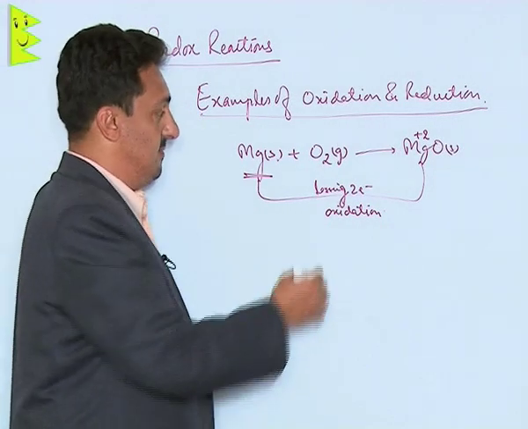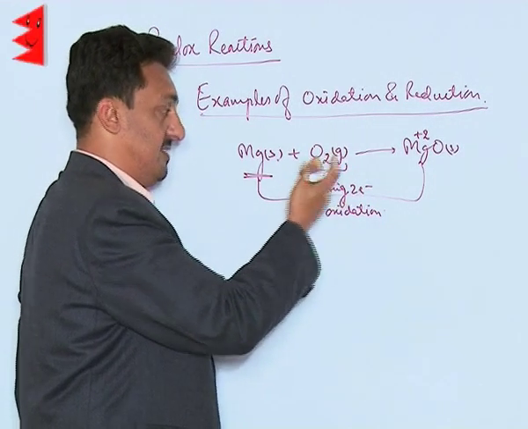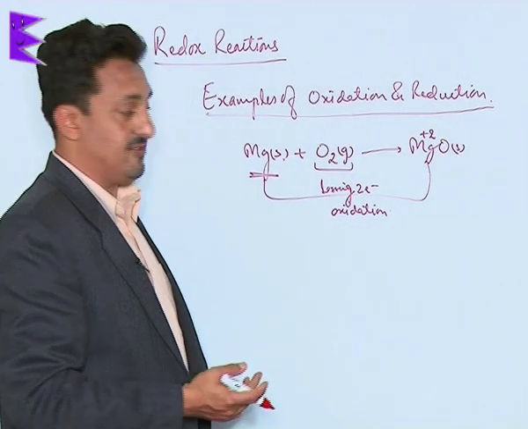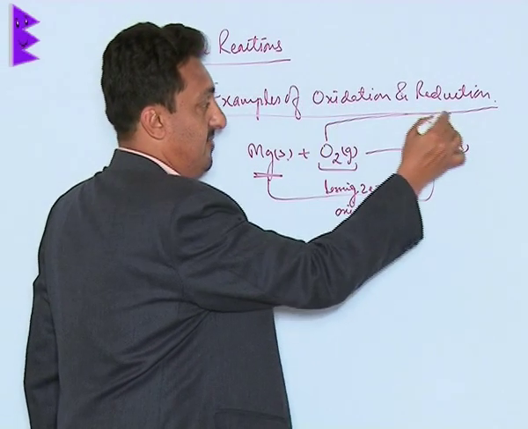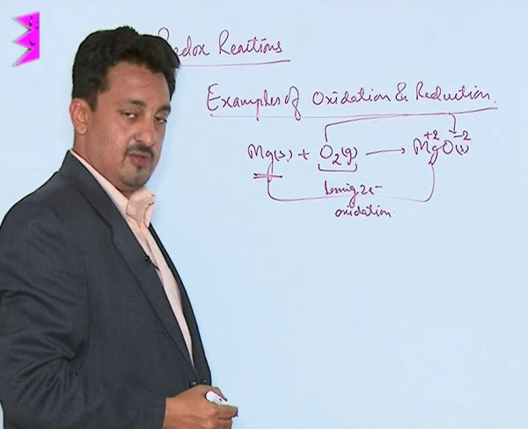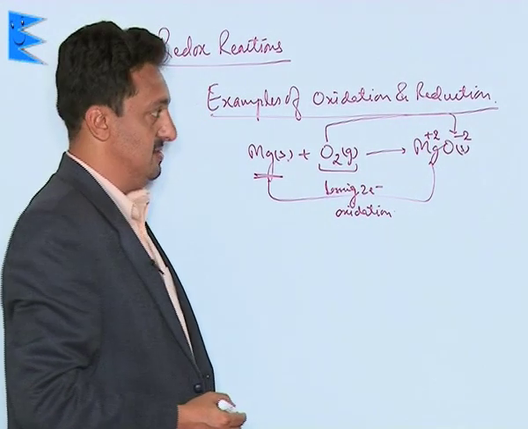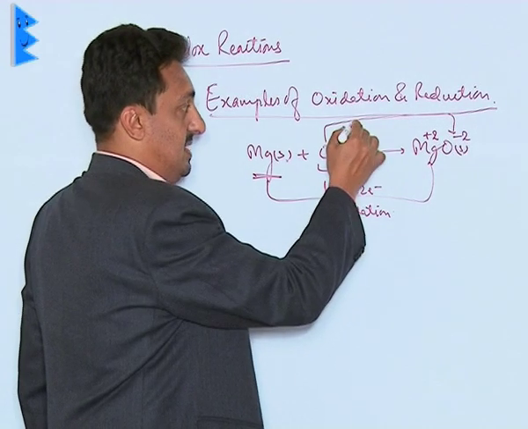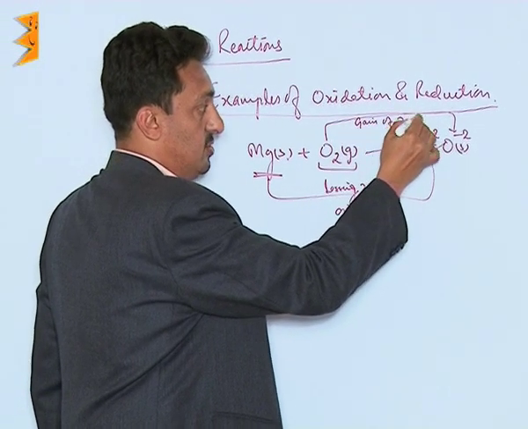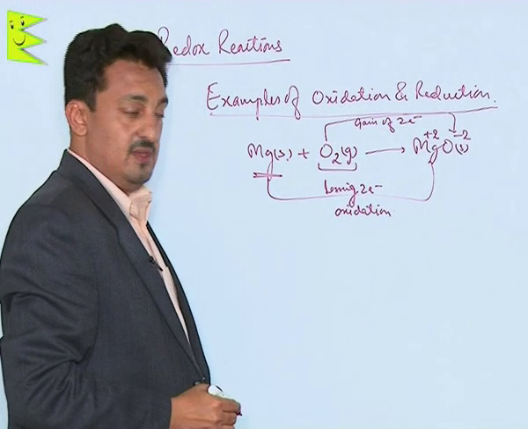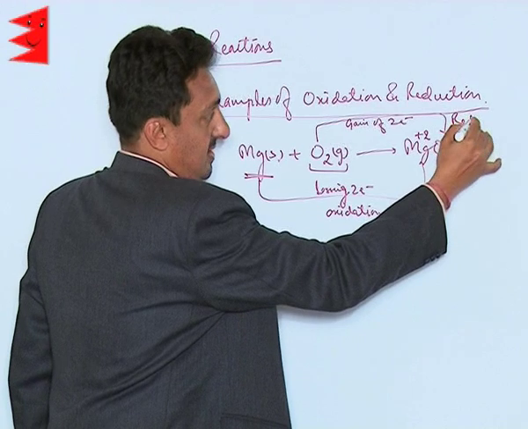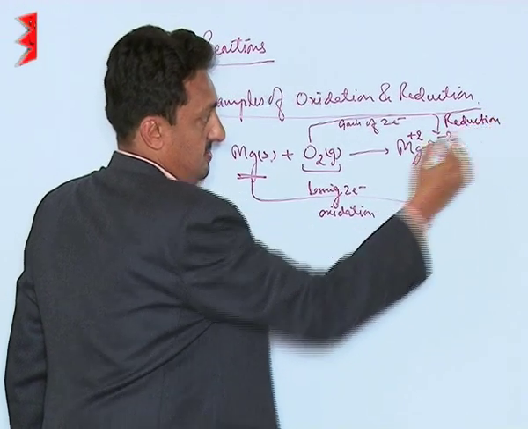On the other hand, oxygen is also present in its atomic state. It has not lost or gained any electron. So it is now changing in the reaction to -2 state. We all know oxygen is existing in its -2 state. So it is actually in gain of 2 electrons. So it's a process in which we will say it is undergoing reduction.